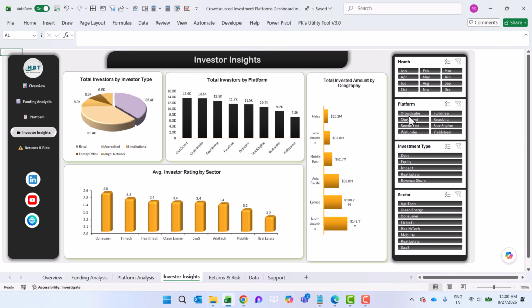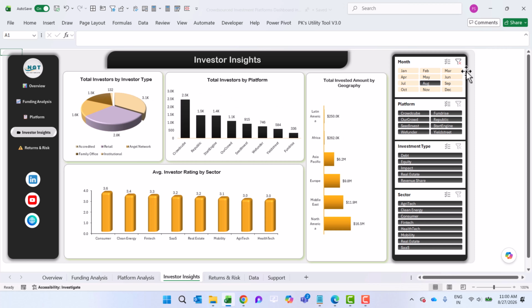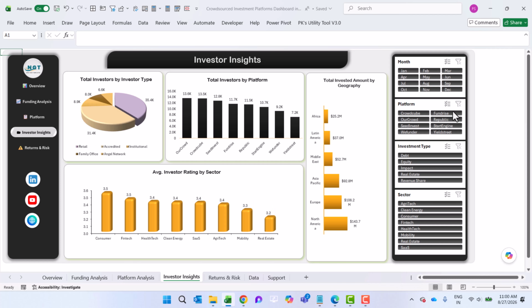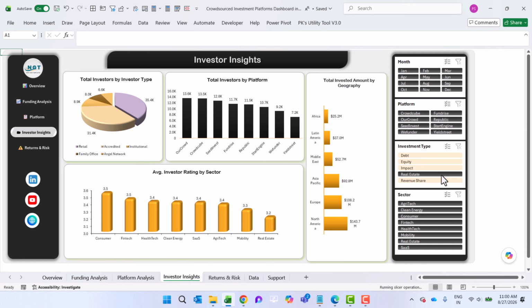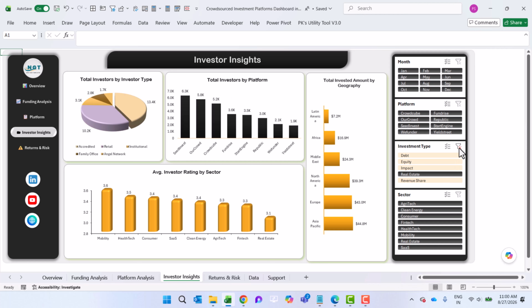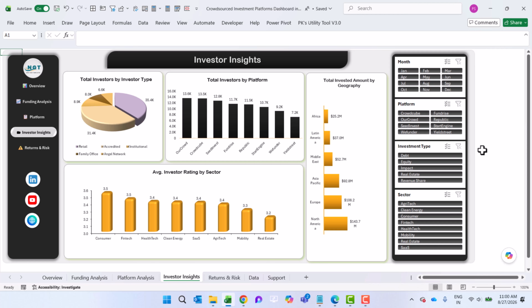If we head over to investor insights, the focus shifts to the people behind the money. Total investors by investor type breaks the base down across retail, accredited, institutional, family office, and angel network. Total investors by platform shows where the crowd is biggest. Total invested amount by geography tells you which regions commit the most capital, and average investor rating by sector shows how satisfied those investors actually are.